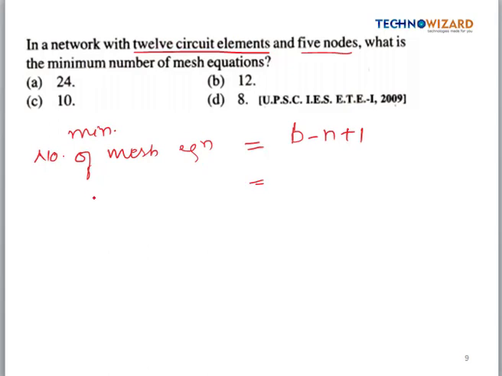We know that every element is considered as a branch. So this implies that the number of branches, they have given us, is 12 and the number of nodes is 5. So let's substitute the values. This is 12 minus 5 plus 1, which is equal to 7 plus 1, which is equal to 8. So option D is correct.